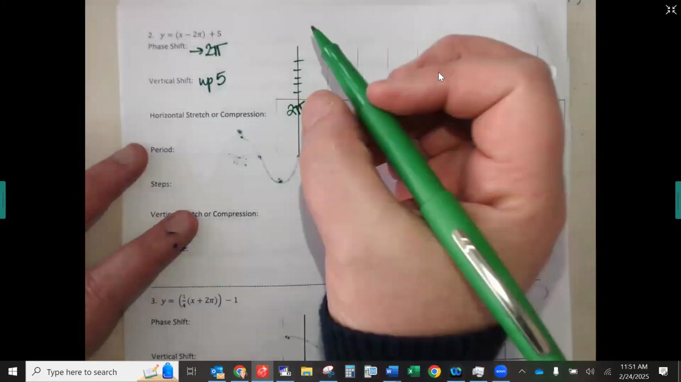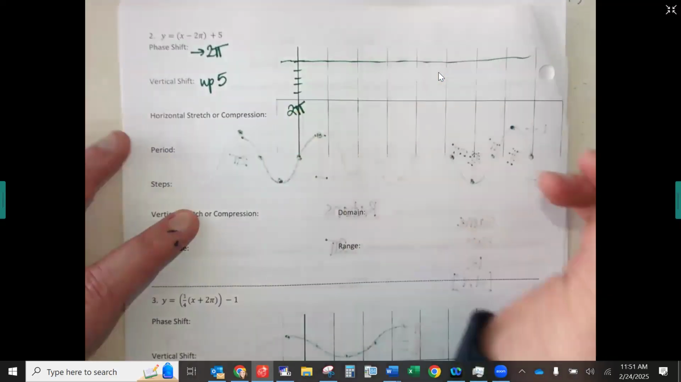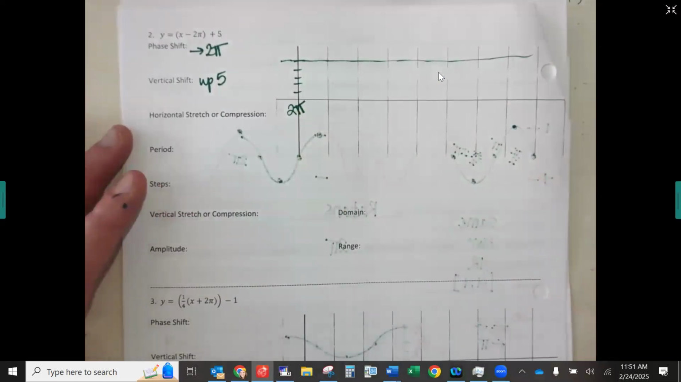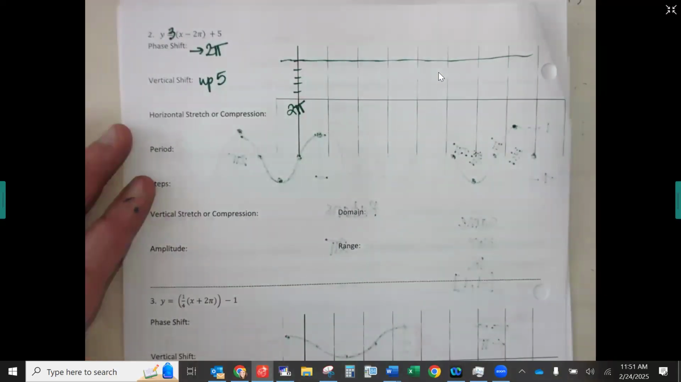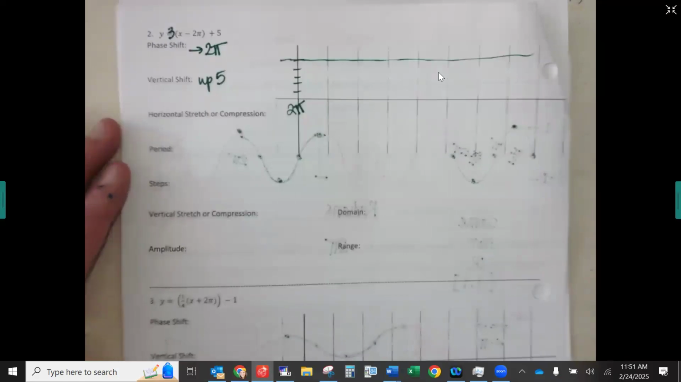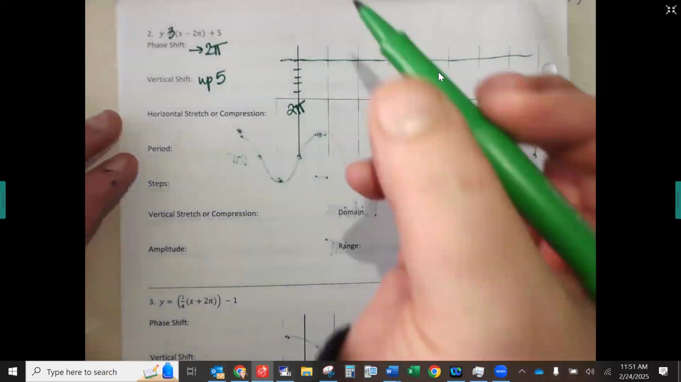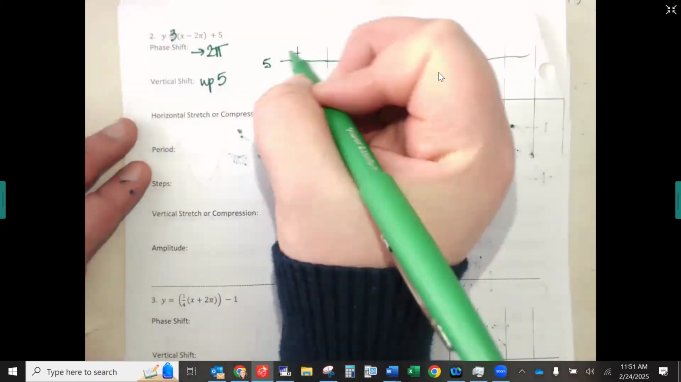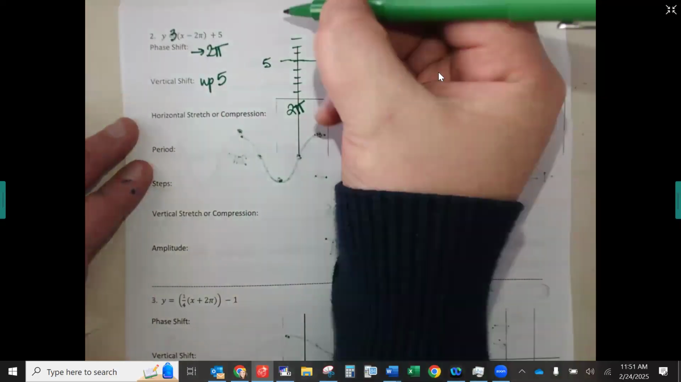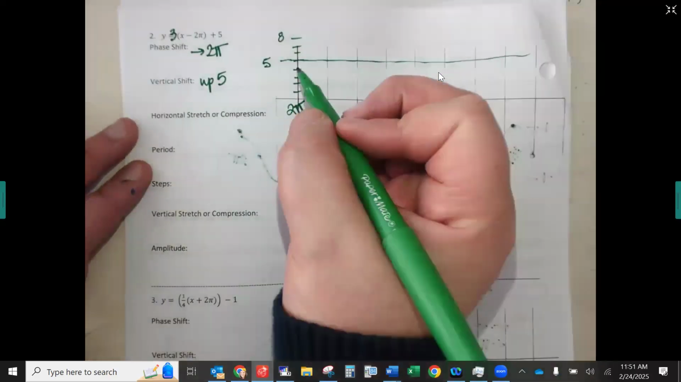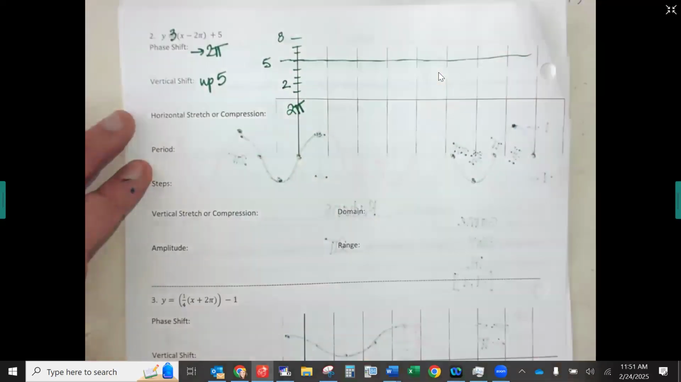That's my midline. And then on this one, since it doesn't have a stretch or compression, let's just add one. Okay, so let's put a 3 here. So now, okay, my vertical stretch is going to be 3. And then you're going to go up and down 3 from that midline. Okay. So if I go up 3, this is 5. What would I be at? And if I go down 3 from 5, 1, 2, 3, 2.